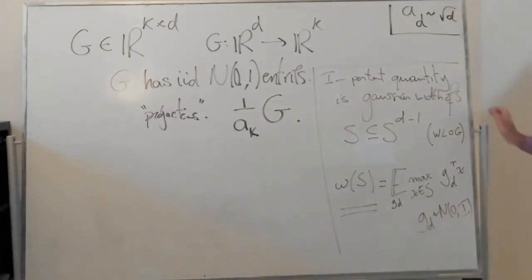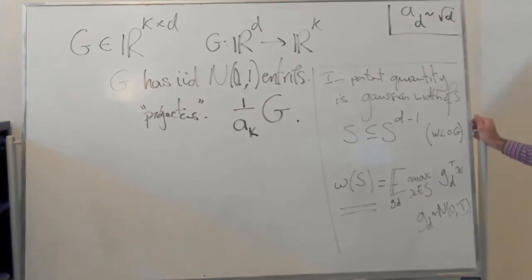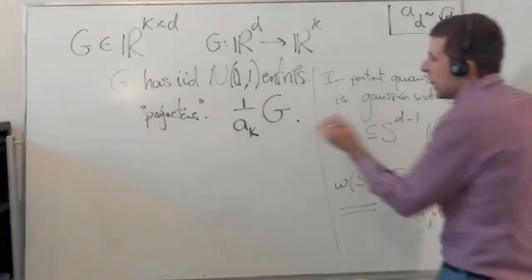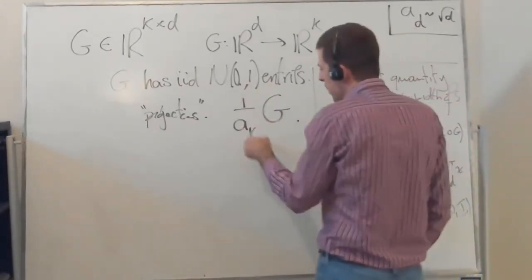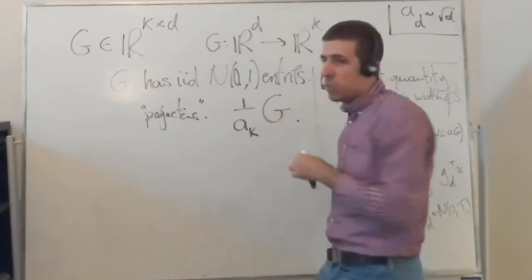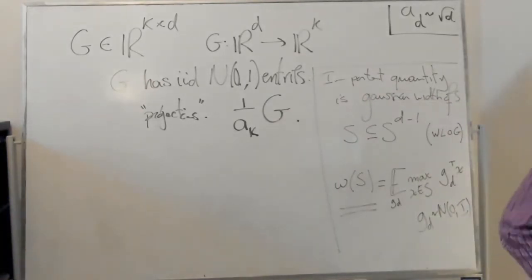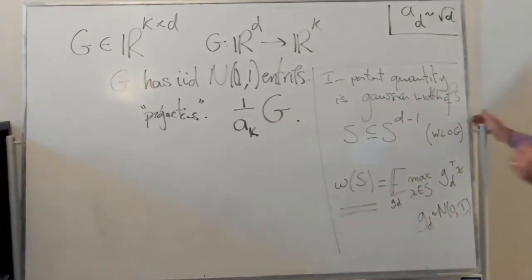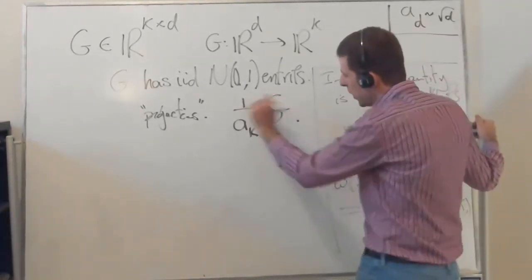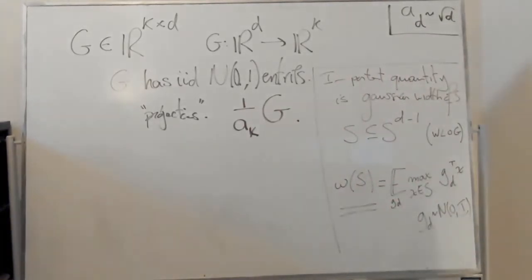Okay, and so now, columns. This is AK, right? We want to normalize the columns to have on average norm 1, so that when we take something with norm 1, it gets an expectation, something with norm 1 on the other side.